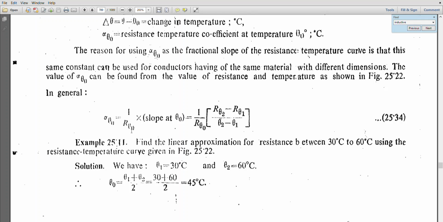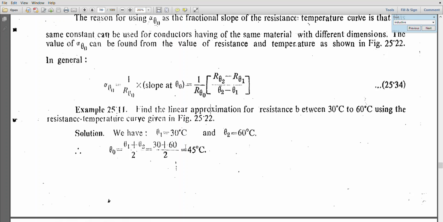So this is the slope value, and this is the intercept value. The alpha theta naught can be calculated by this method. This is called the linear approximation method.